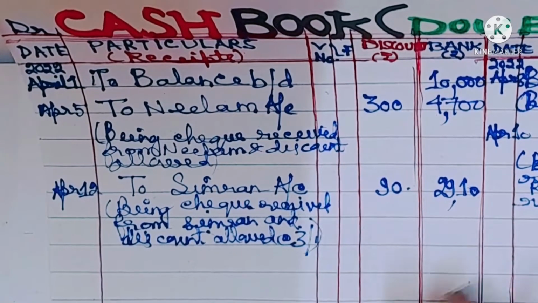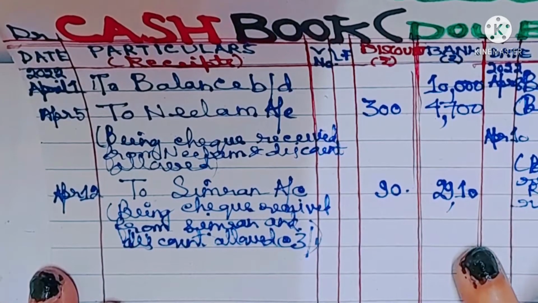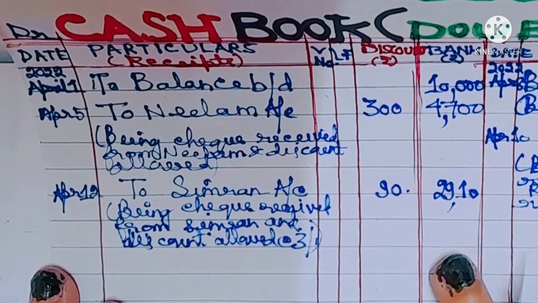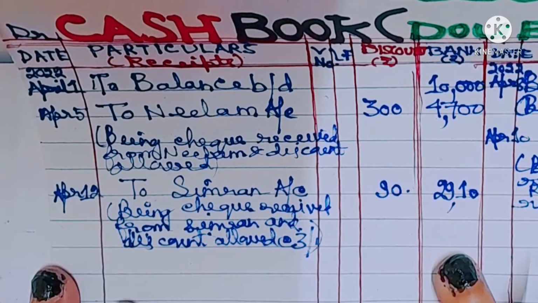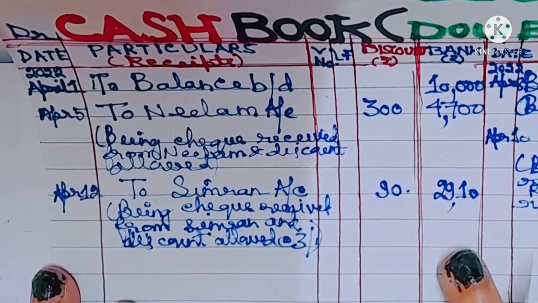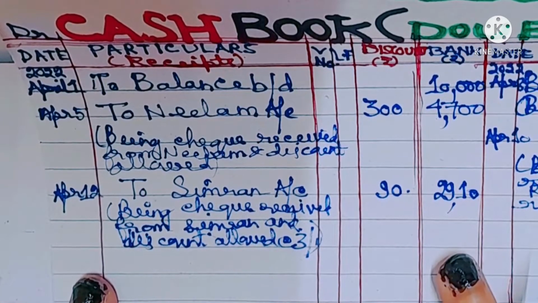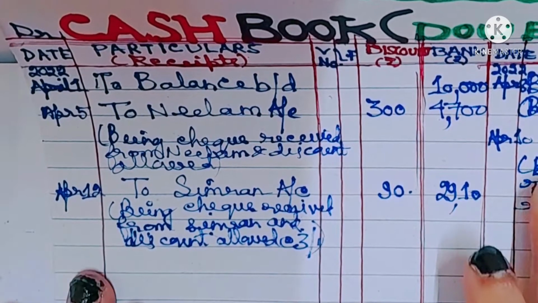And moreover, bank column represents bank account and bank account comes under personal account. According to personal account, the receiver of the benefit is debit. Here, when check is received from Simran, bank is the receiver of the benefit. So bank account will be debited by 2910 rupees. And moreover, when check is received from Simran, bank balance is also increased. So now let's see the next transaction.